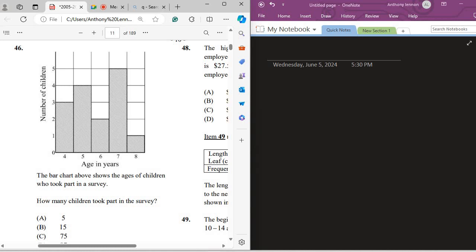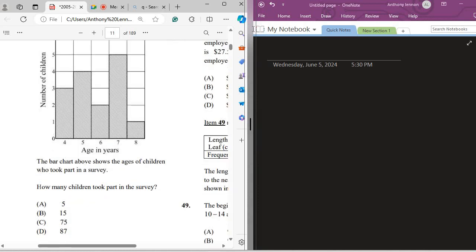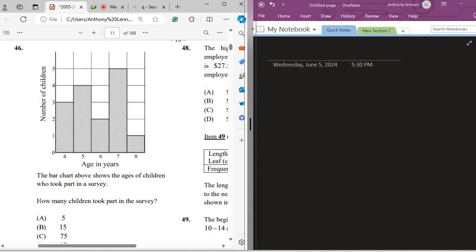So here we have a bar chart, and it shows the ages of children who took part in a survey. How many children took part in the survey? So you have to examine the bar chart, right? You have to look at the X and Y axis, or the horizontal and vertical axis, and see what it's telling you. The key thing is, how many children took part in the survey?